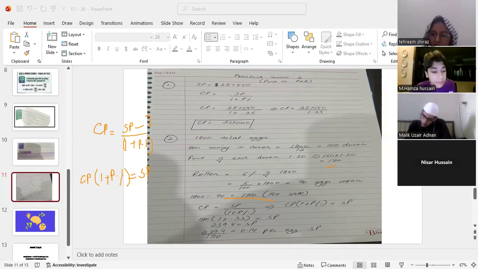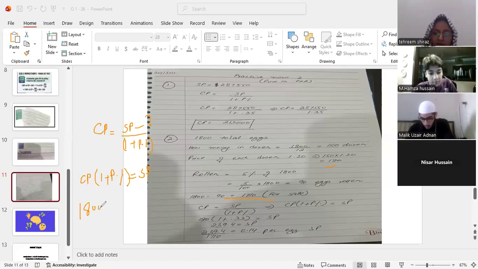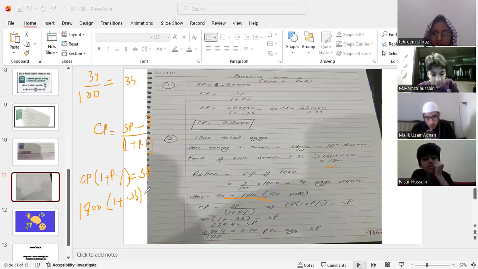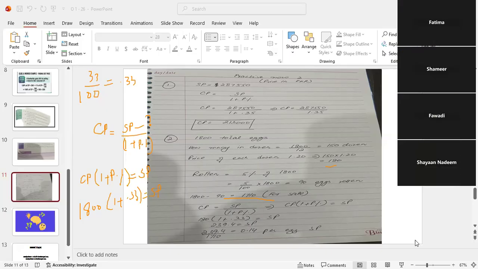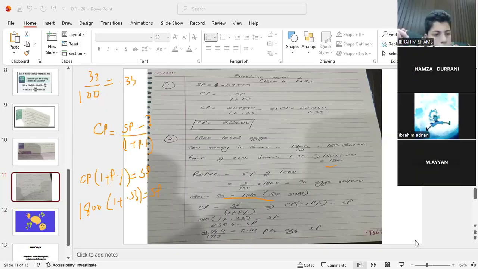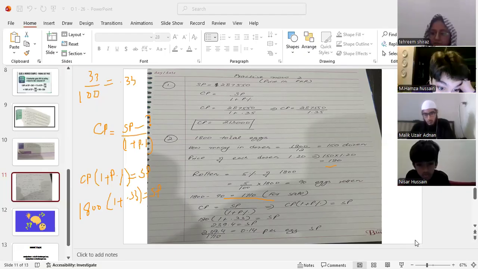Okay. Now we have to put the values. The value of cost price was 1800, 1 plus. He needs to earn the profit of 33%, and that 33% means 0.33. That must be equal to sales price. Is this clear to everyone? I just put the values. Is this clear to everyone?